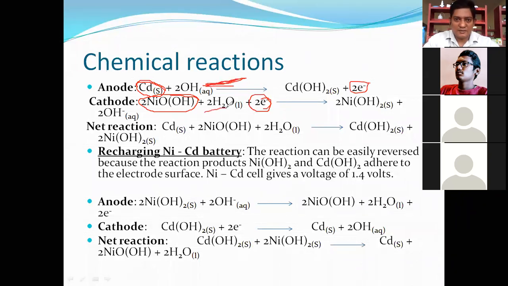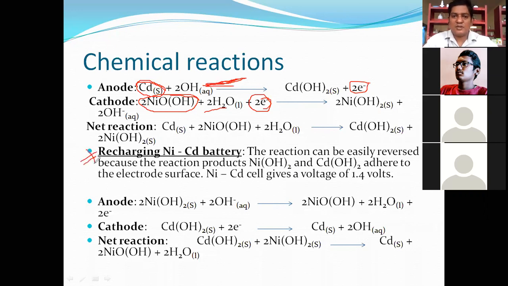Now, what is the net reaction here? Cadmium rod and nickel oxyhydroxide in aqueous condition: cadmium gives rise to cadmium hydroxide, and nickel oxyhydroxide gives rise to nickel dihydroxide. Now, this point is very, very important.